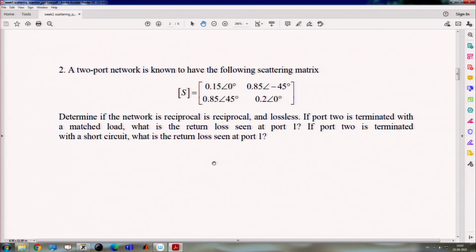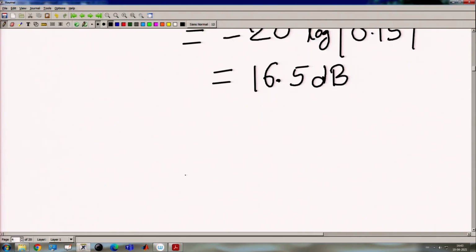Next part is, if port 2 is terminated with short circuit, what is the return loss seen at port 1. We have already solved the second part: if port 2 is terminated with a match load, that is, with 50 ohm or some match load, then V2 plus will equal 0 and gamma will equal S11. Now, in the next part, port 2 is terminated with short circuit. For this case, we have to find out the return loss.